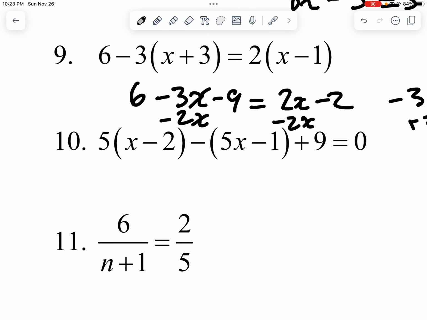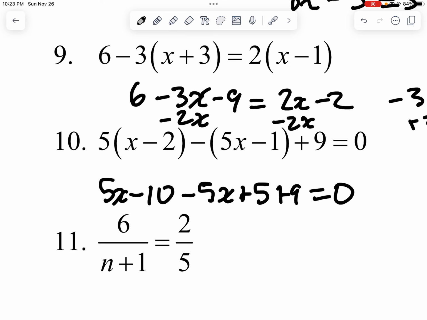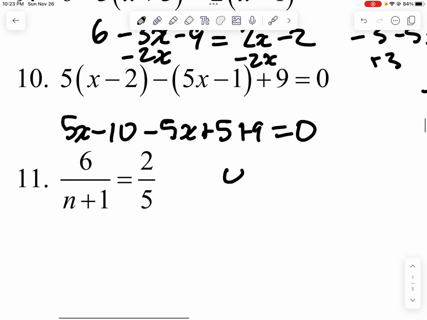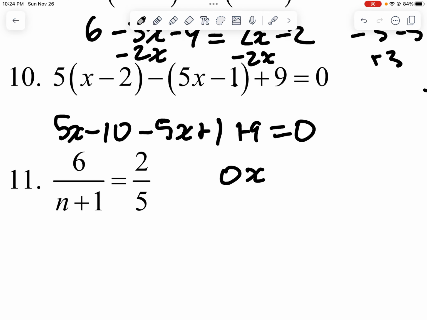All right, let's go. 5x minus 2. Distribute. 5x minus 10 minus 5x plus 5 plus 9 equals 0. 5x minus 5x, 0x. Negative 10 plus 5. Oh, why do I keep on doing plus 5 here? It's minus negative into negative 1, which is plus 1, okay? Sorry about that. Negative 10 plus 10.